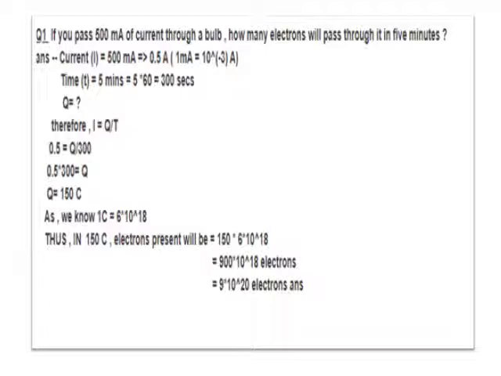So we already know that 1 coulomb of charge has 6 into 10 to the power 18 electrons. Therefore, here the total charge is 150 coulombs. So we have to multiply 150 with 6 into 10 to the power 18. Therefore, when you simplify, it comes to around 9 into 10 to the power 20 electrons.